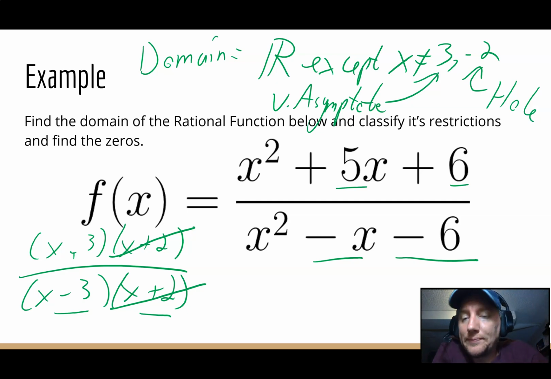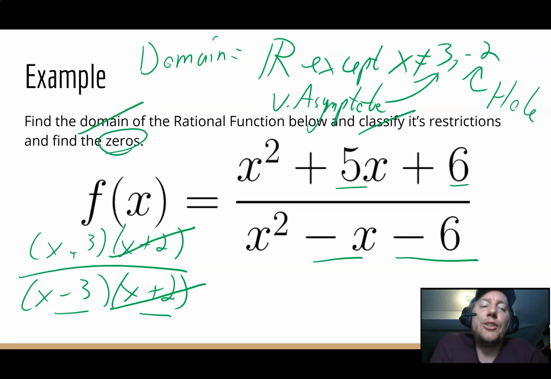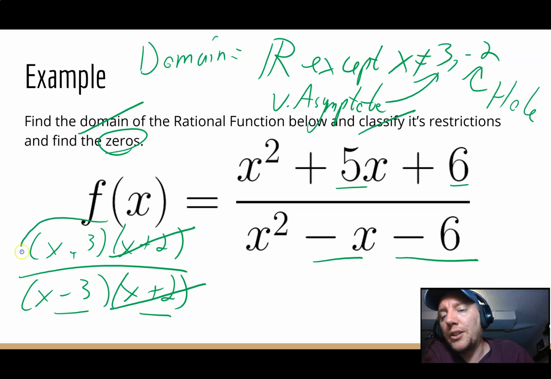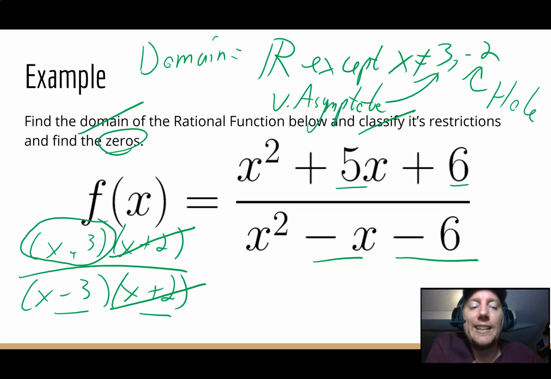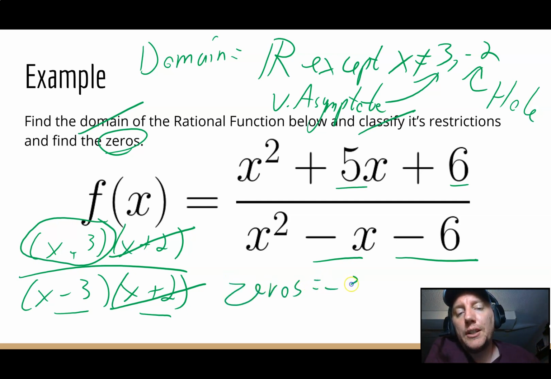Now, we did the domain, we classified, now we still need to find the zeros. You should do these things in this order: domain, classify, find the zeros. Because finding the zeros, you only have to worry about what's on top of what's left after what's been canceled. So the zeros is only negative 3.